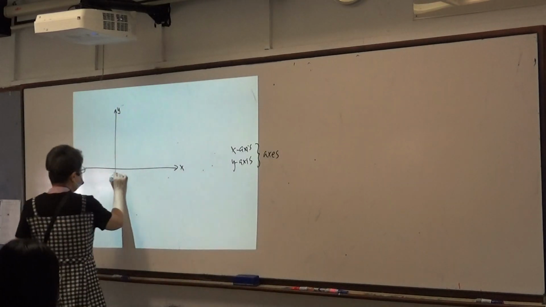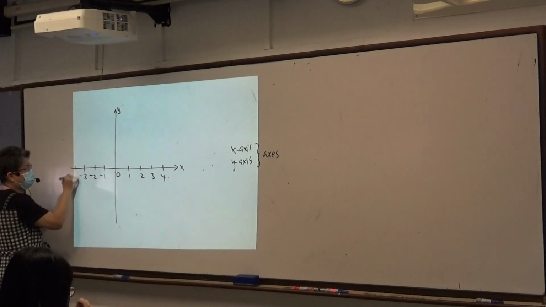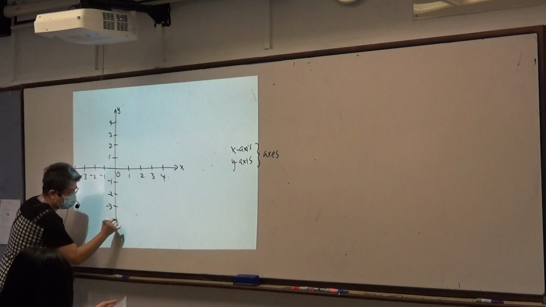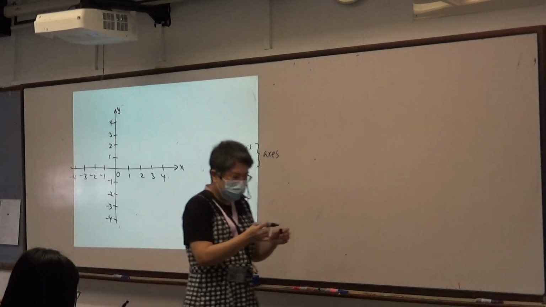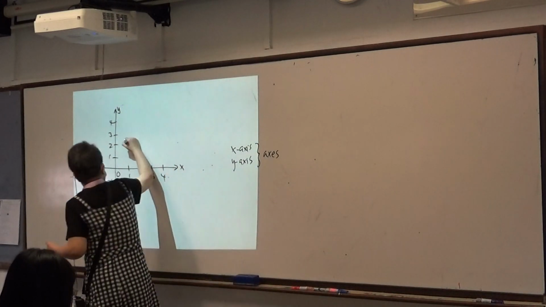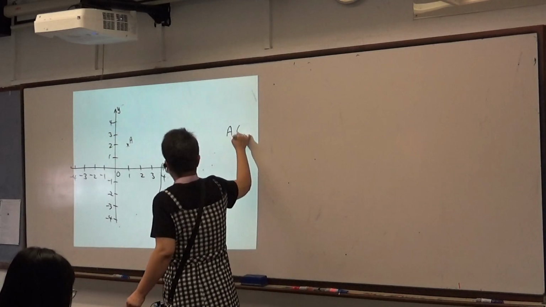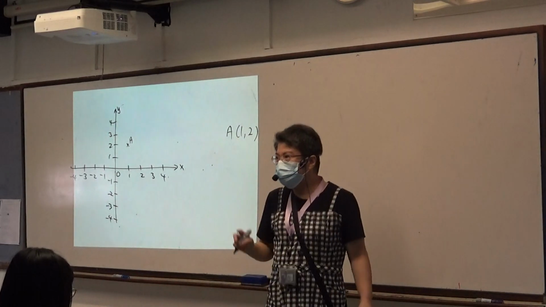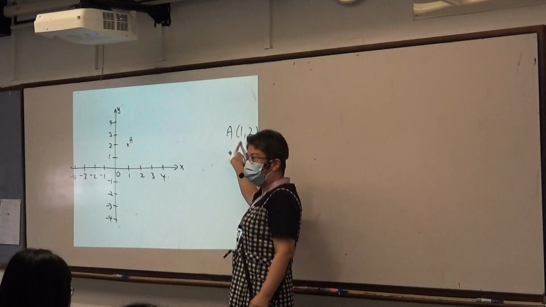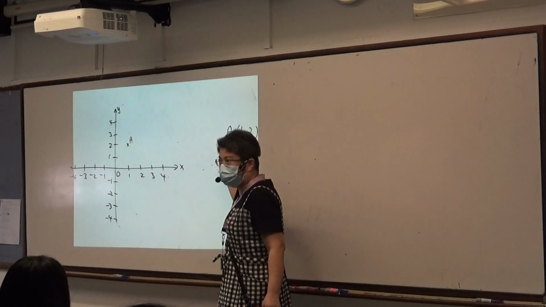Okay, now we start from 0. 1, 2, 3, 4. Negative 1, negative 2, negative 3, negative 4. Okay? Now, for a point that is denoted on the graph paper or this grid, for example, this point A, alright? Point A is actually 1, 2. You always put the x value first, then the y value. This is called the x coordinate of A. This is called the y coordinate of A. And the whole thing is called the coordinates of A.